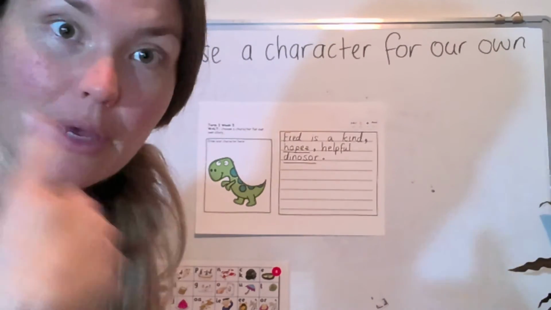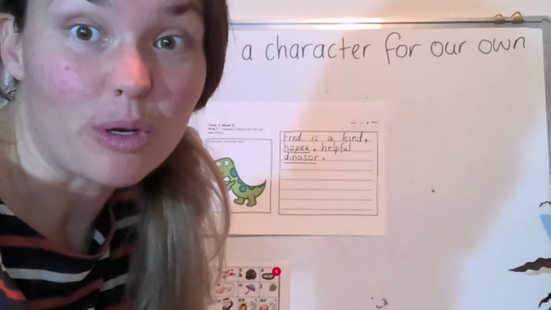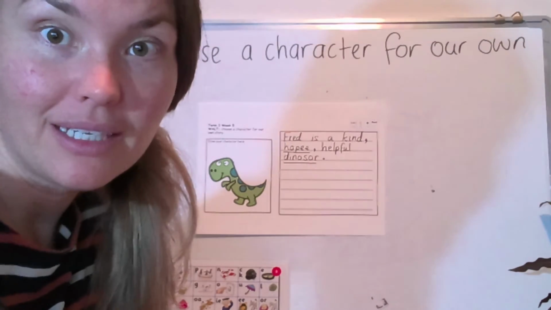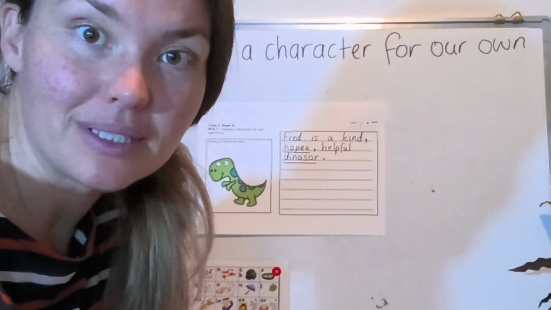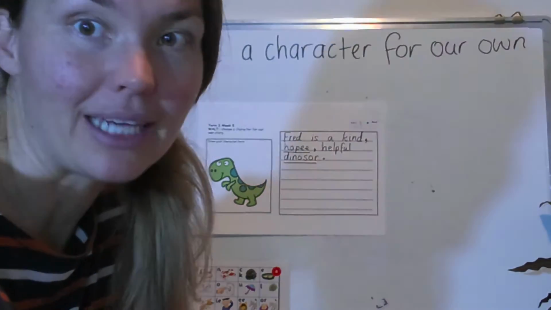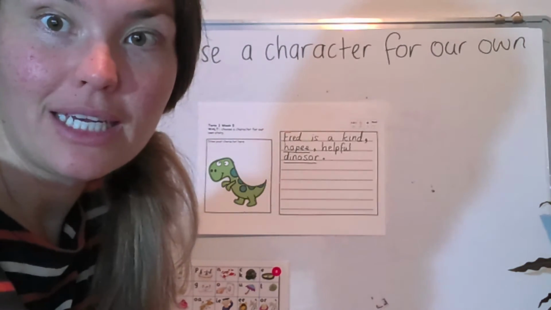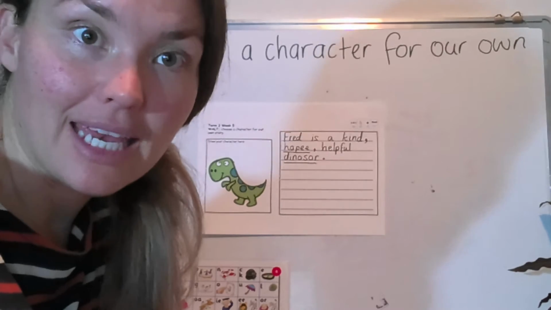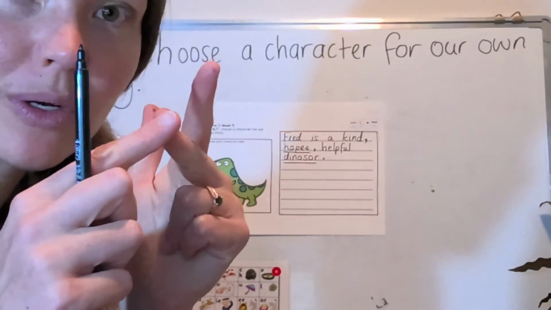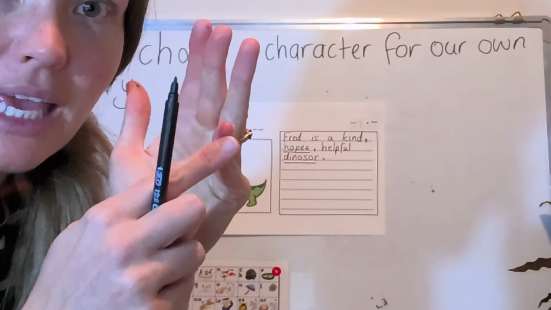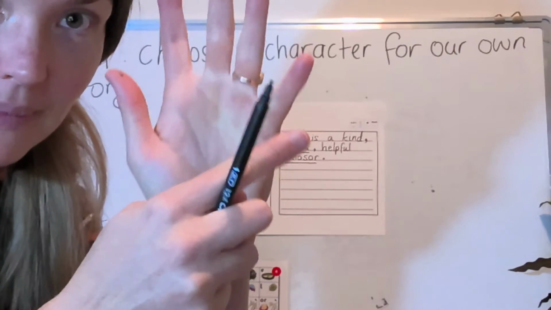Let's talk about his appearance. So Fred is spotty. He is green. He's got adorable, enormous eyes and tiny arms. Let's write about that, shall we? So he has spotty, green skin. Shall we write that? He has spotty green skin.